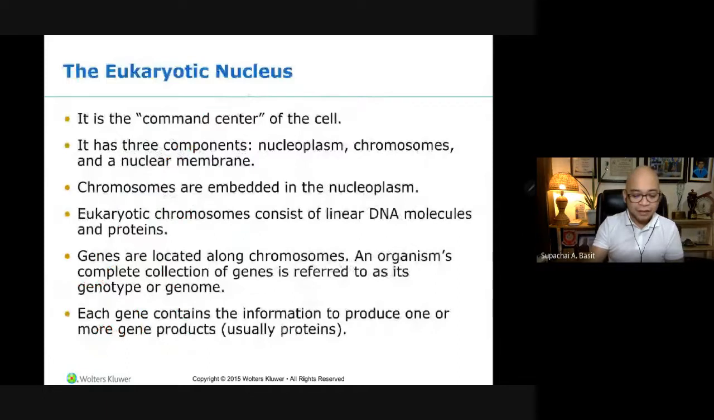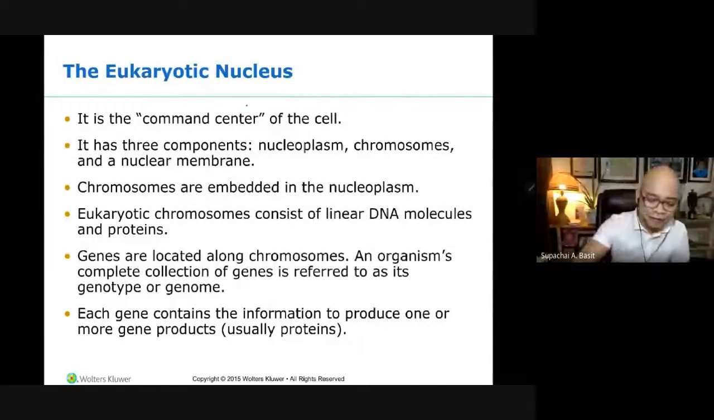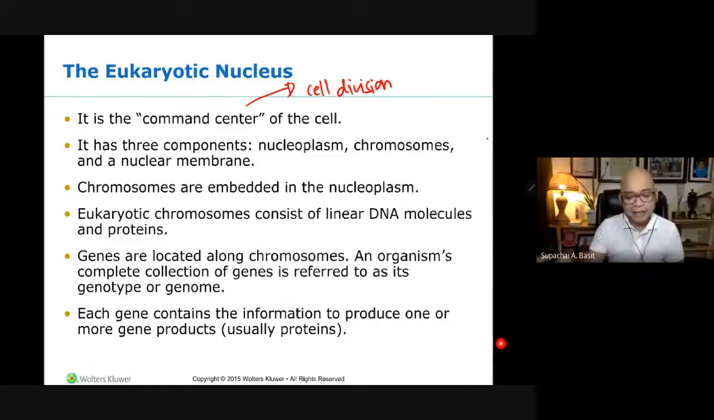So let's talk about the nucleus. The nucleus is considered to be the command center of the cell. It's a command center because it directs the cell division, and it also controls important mechanisms such as protein synthesis.